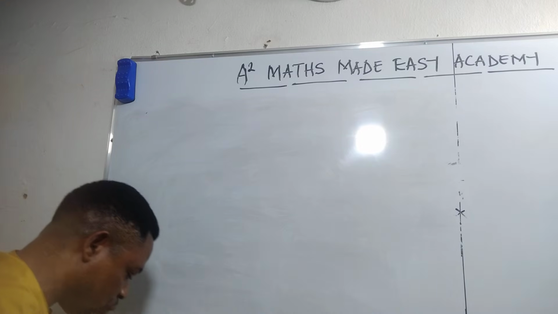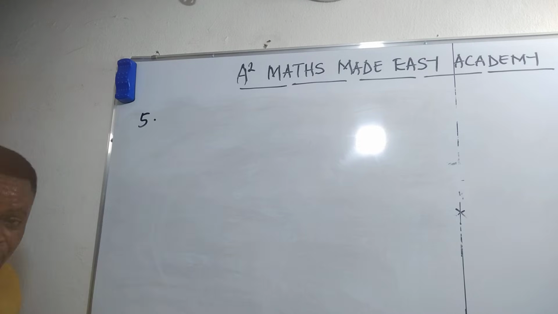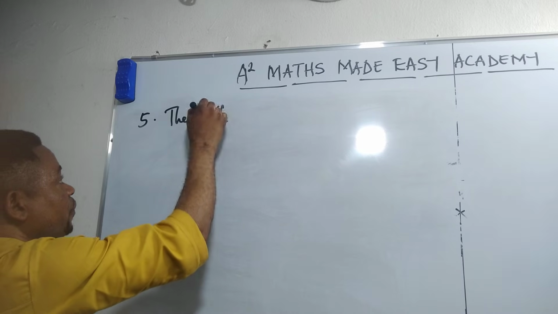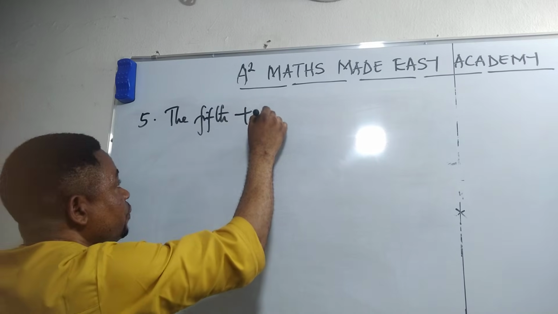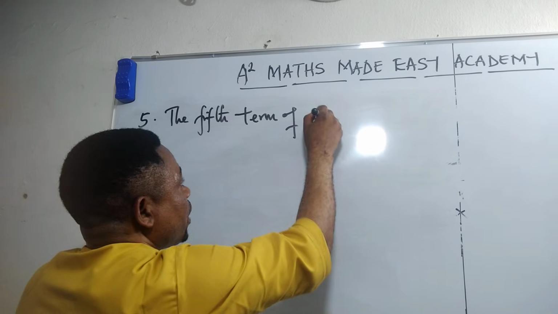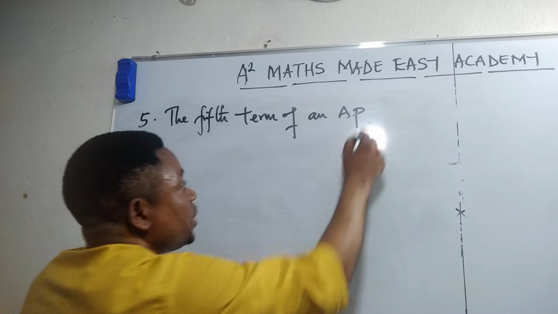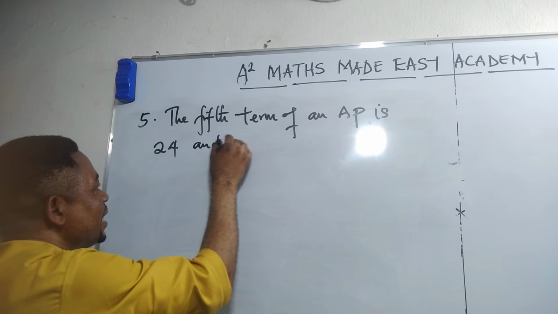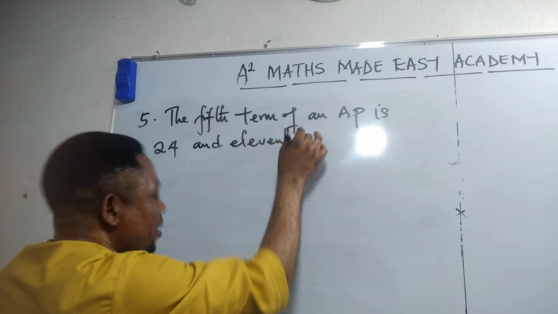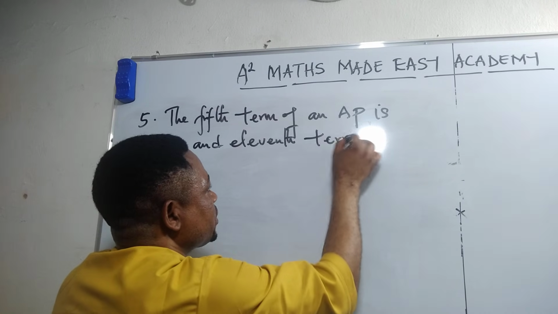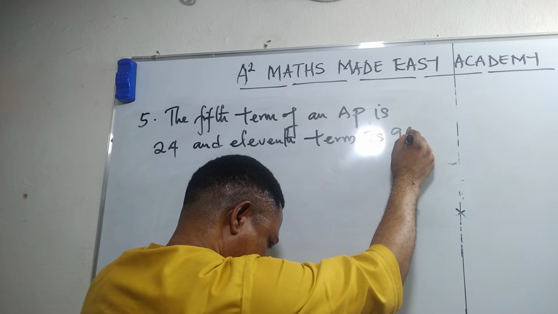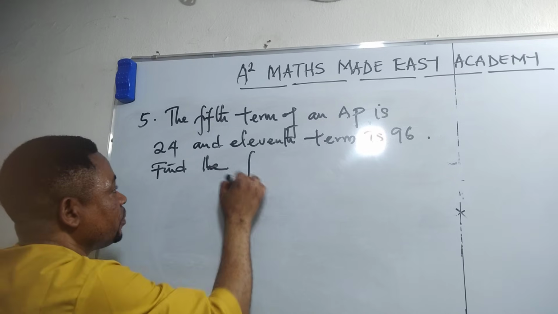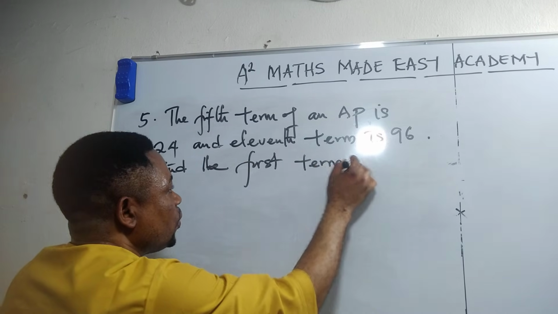Now let's move quickly to question number 5. Well, let's go. The question says the fifth term of an AP is 24. Wow. The 5th term of an AP is 24, and the 11th term is 96. Full stop. Now what is the question? Find the first term. We are looking for A.